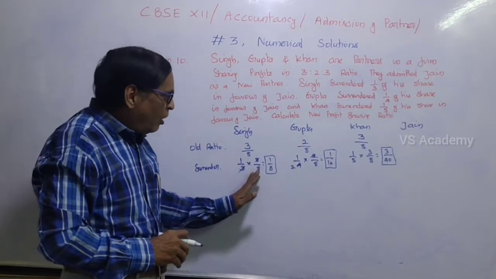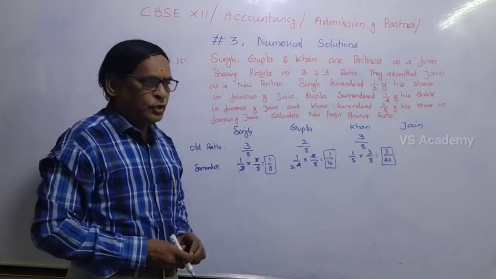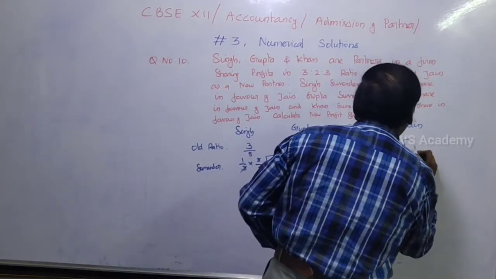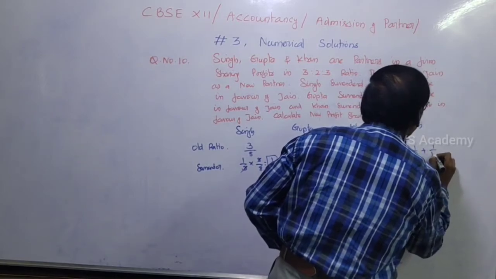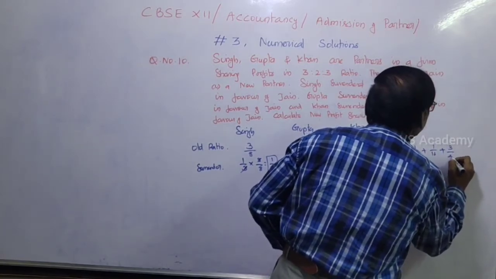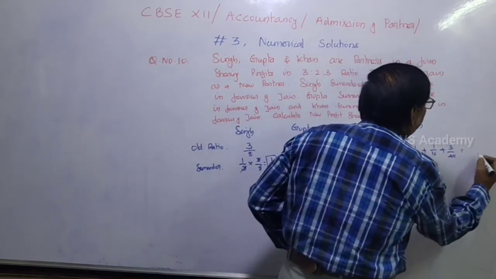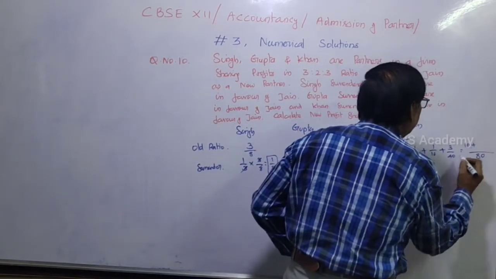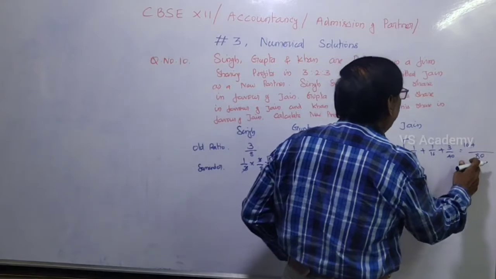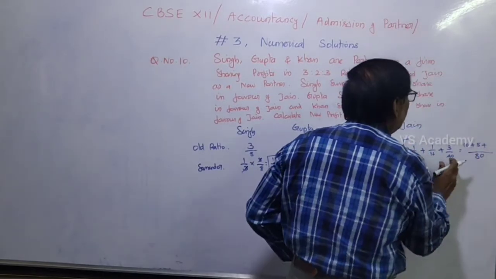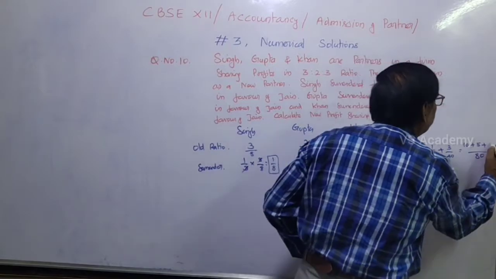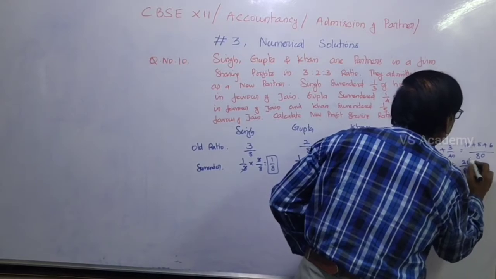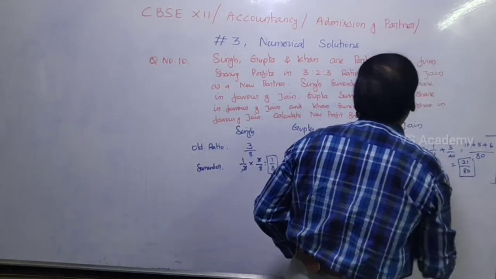So if we add all the surrenders, Jain will get the new profit sharing ratio. So his ratio must be 1/8 plus 1/16 plus 3/40. So 80 will be the LCM. So 80 by 8 is 10 times, so 10 into 1 is 10, plus 16 out of 80, 5 times, so 5 into 1 is 5, plus 40 out of 80, 2 times, 2 into 3 is 6. So 10 plus 5 plus 6 is 21. 21 divided by 80, it is the new ratio of Jain.